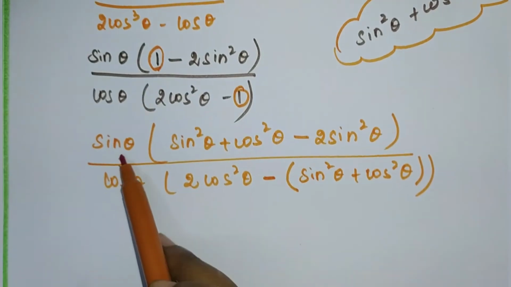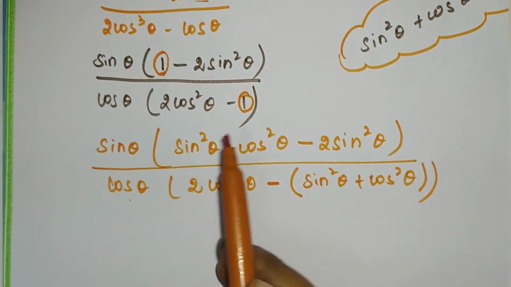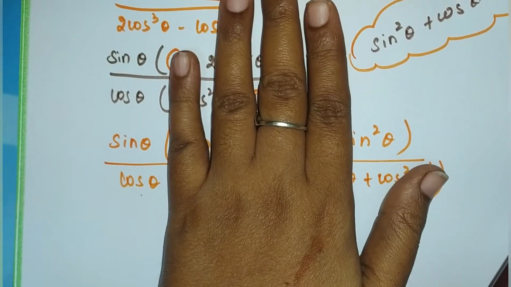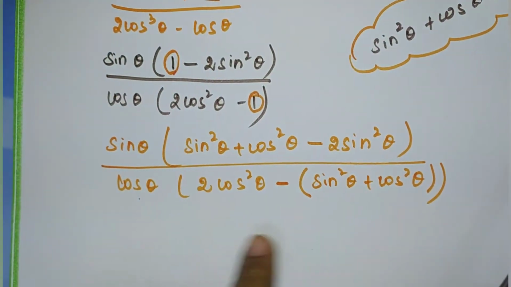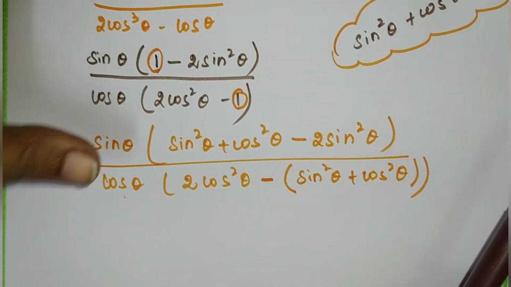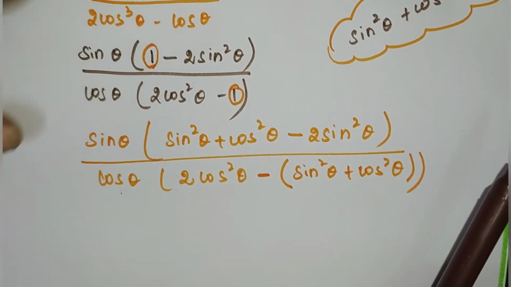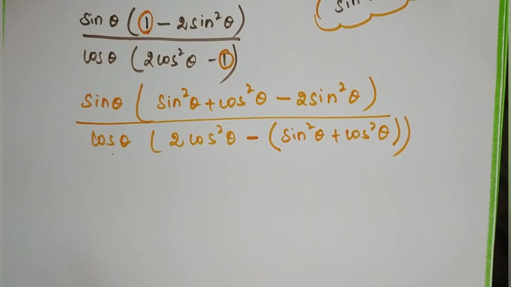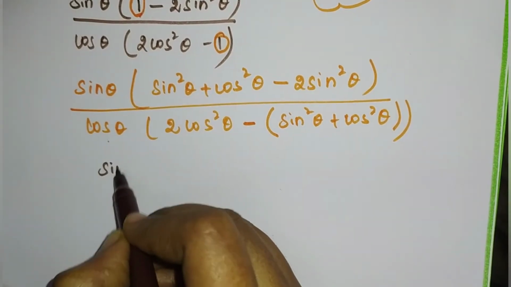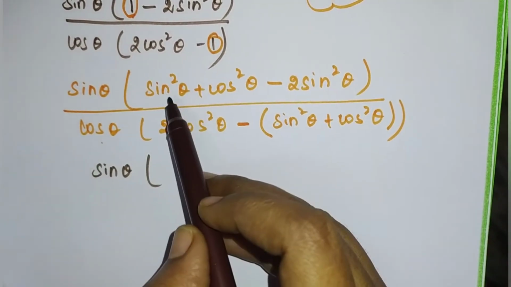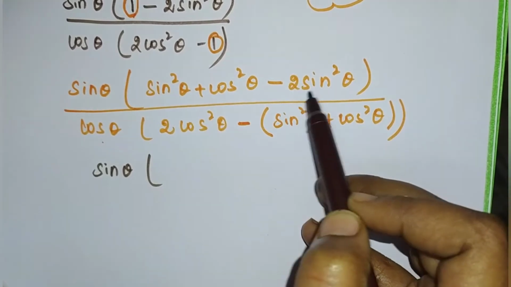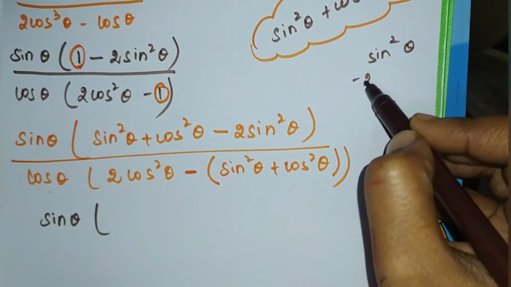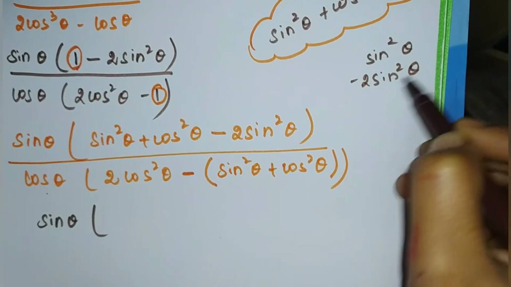So see the answer that we have to prove: tan theta. Sin theta by cos theta is tan theta. If we can cancel this one, we can get the answer easily. But how can we cancel this? See here, sin theta, then sin square theta minus 2 sin square theta.